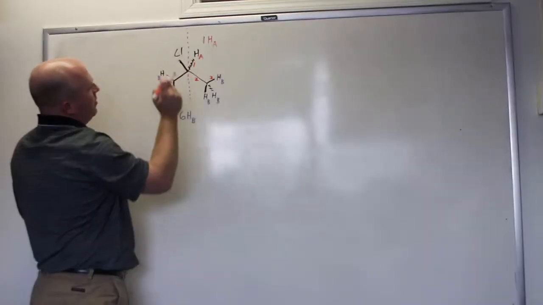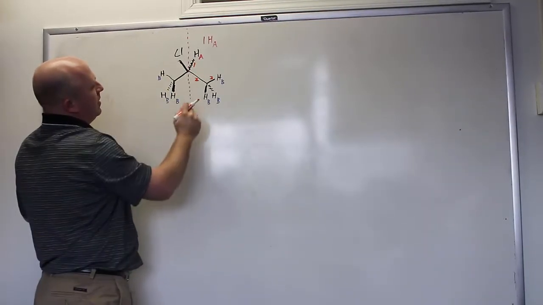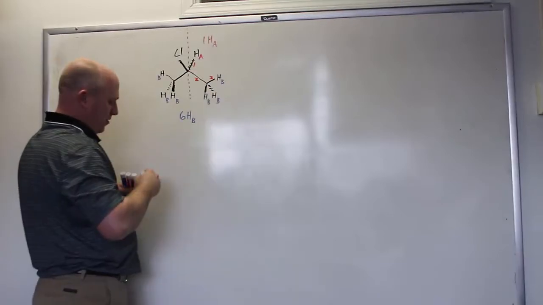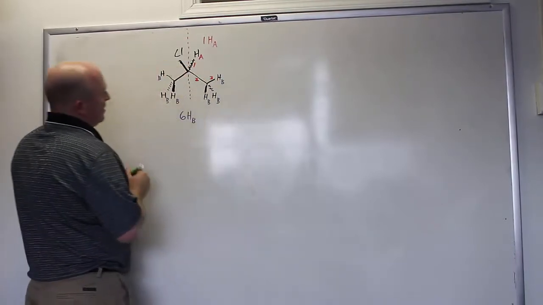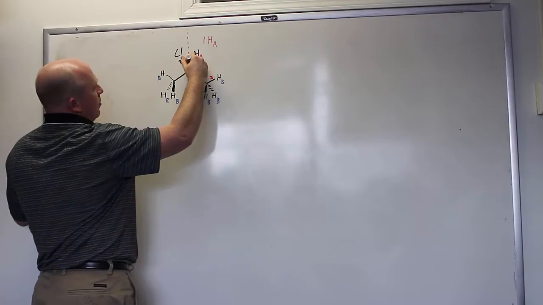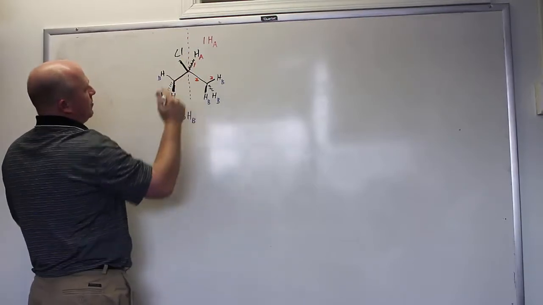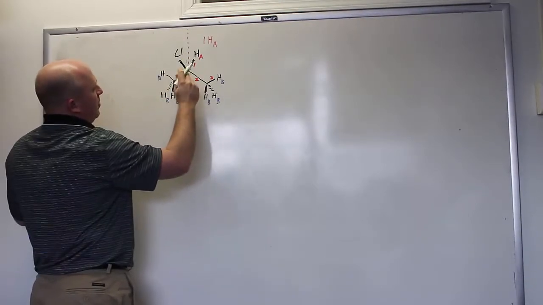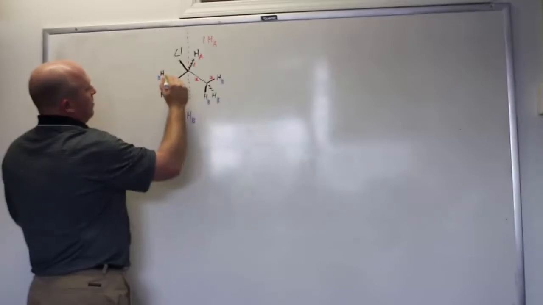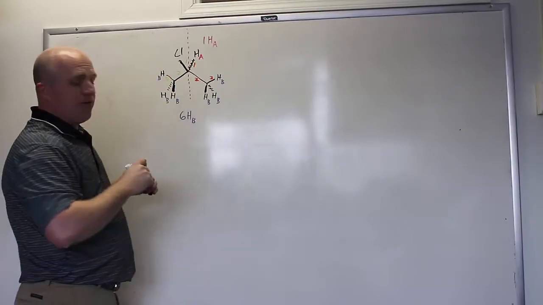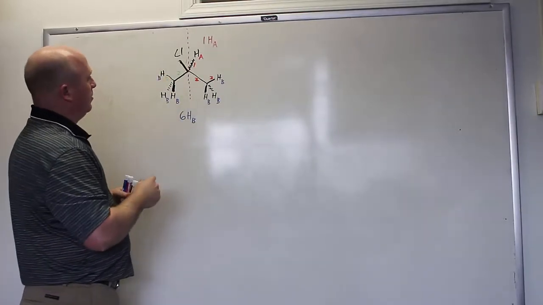HA to the carbon is 1 bond. Carbon is the second bond. HB to the carbon is the third bond. Likewise, because there's a plane of symmetry, you can see this. Going the other direction, there's a single bond between H and C, a second bond between the carbon, and a third bond between the carbon and HB. 3 bonds away is normal multiplicity.